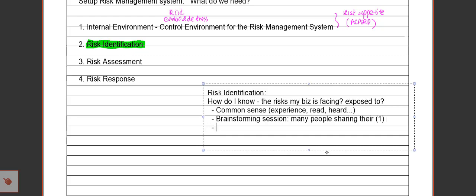And what if you don't have people to share with? You can attend conferences, what we call business conferences, analyst conferences. They are a very good way for experts to come and share with you.